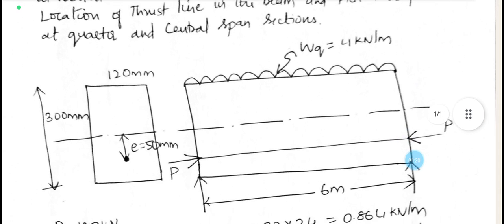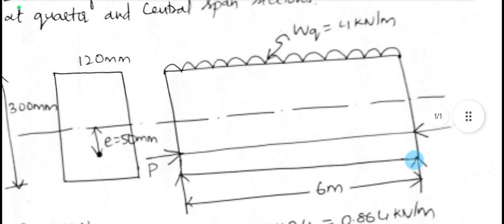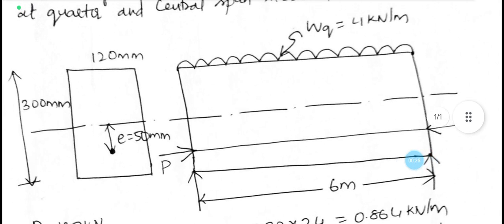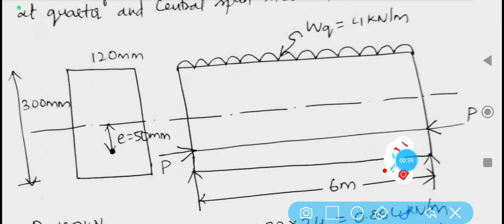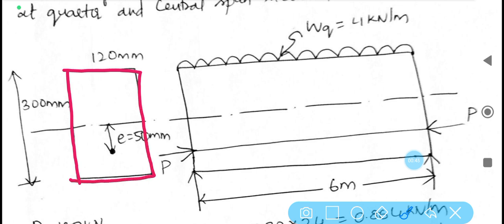So by looking into the data, first we shall try to draw the sketch. The first part always in the pre-stressed concrete is to draw the sketch carefully. So this is the cross section of the beam. It is given as 120 by 300 mm and eccentricity is directly given. This is the cable. So this is the cable point. It is directly given as e is equal to 50 mm.